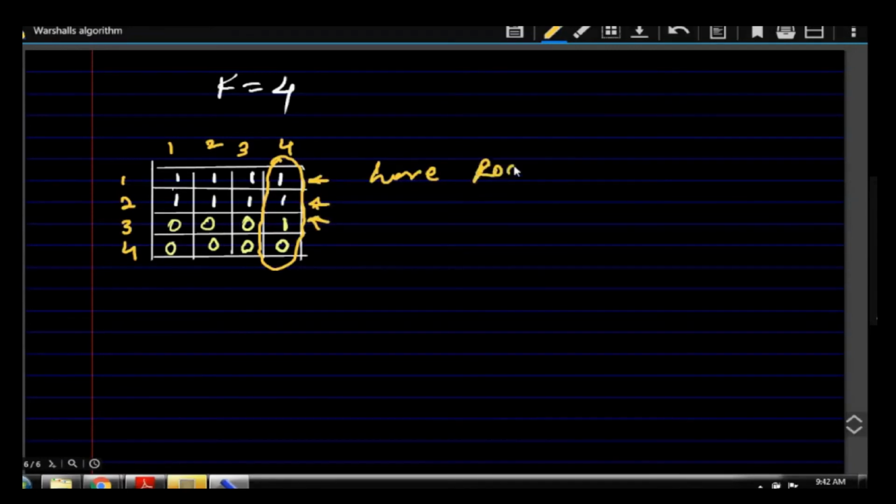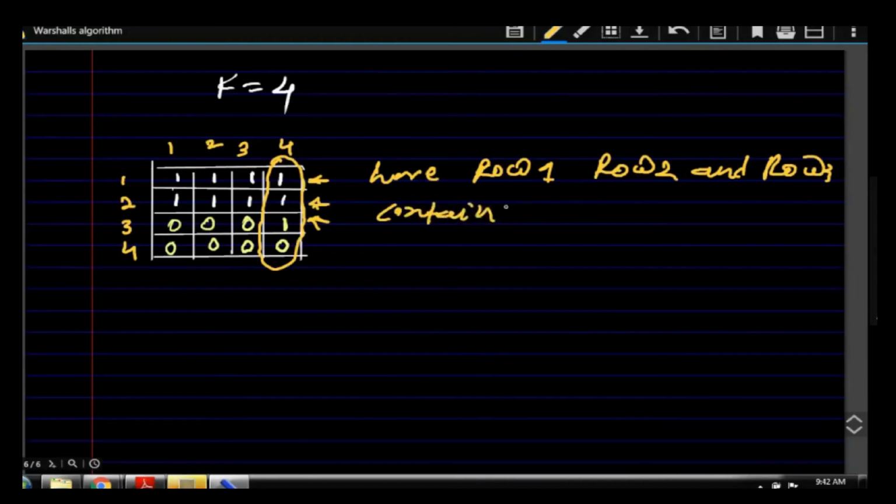Here row 1, row 2, and row 3 contain 1 in column 4. Why is it 4 here? Because k equals 4 here. So that's why we are checking which rows contain 1 in column number 4. So row 1, row 2, row 3.